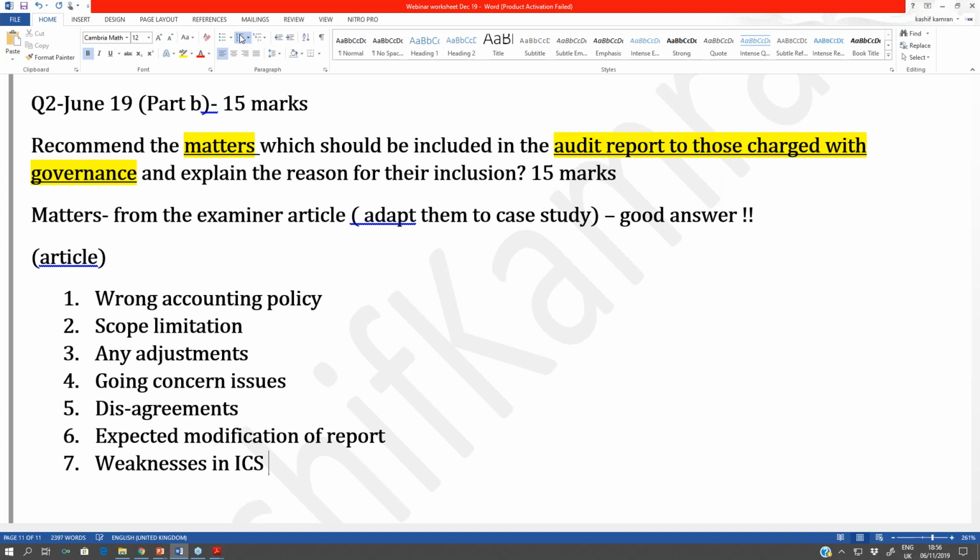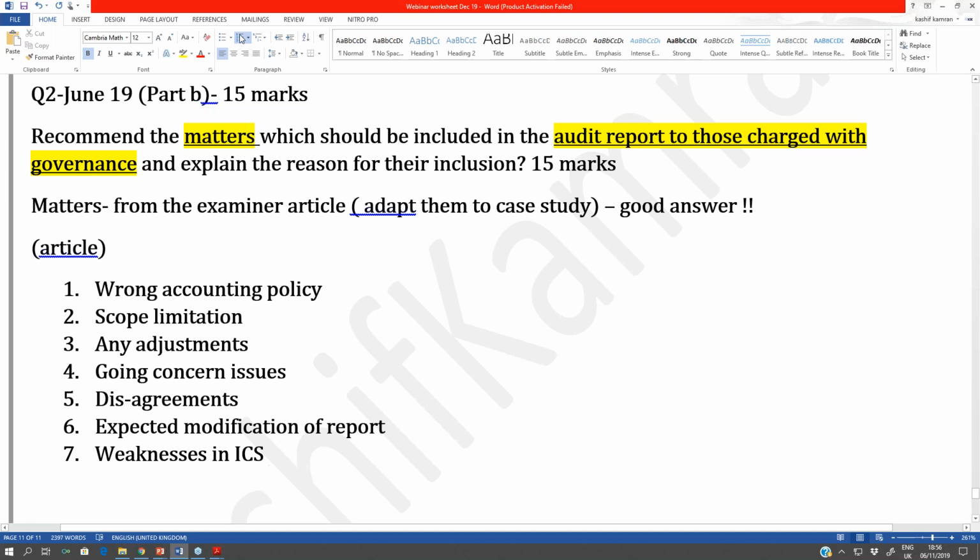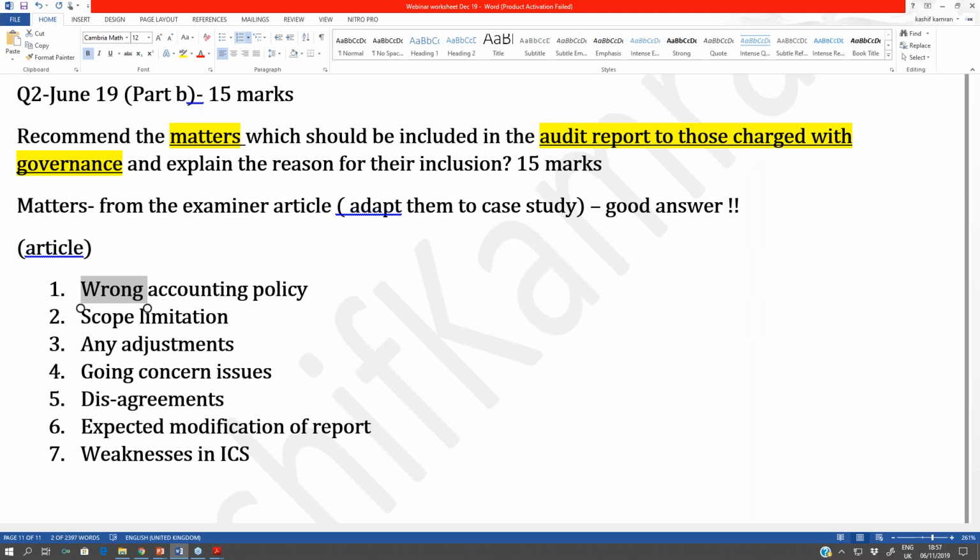And when the examiner gives you a case study on the matters to be included in the report to those charged with governance, do you believe the examiner will give you anything out of the 7? Definitely. So if you know these 7, will you be able to identify the matters to be communicated from the case study? Some of them will be in the case study, right? But you need to explain the reason for their inclusion. Why will you be including them? It's not just identifying the matter to be communicated, but more importantly explaining the reason for their inclusion. Then only we'll get the 1 mark.